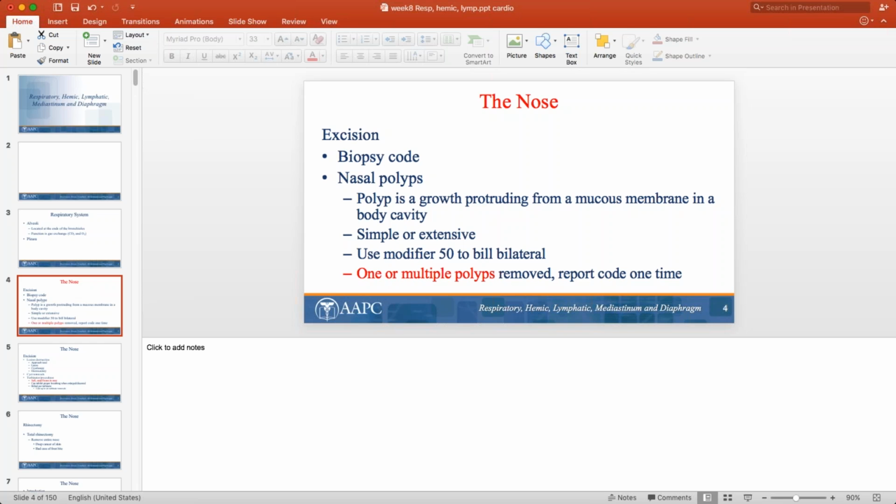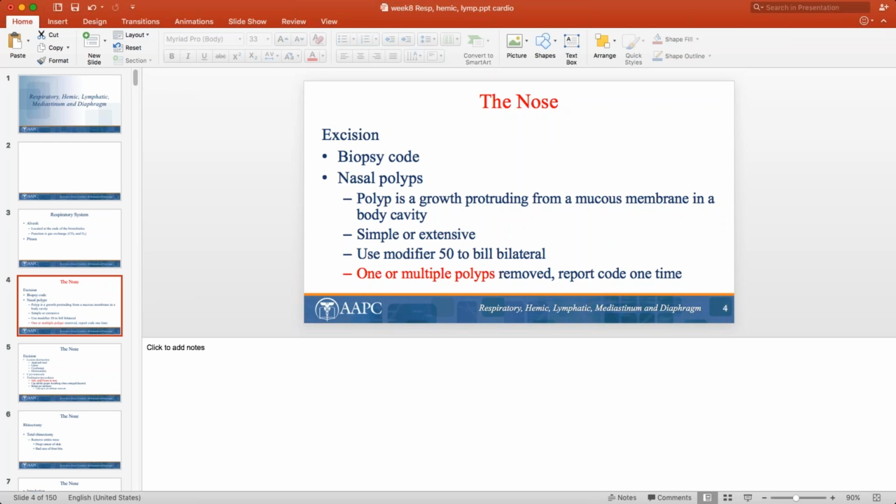However, do pay attention to what's written right underneath 30110. It says it's usually done in the office. So you better make sure you got office setting next to 30110. And 30115, look, hospital, because it's extensive. Hospital for 30115. Still polyps, still one or many. Just have to decipher whether it's simple or extensive.